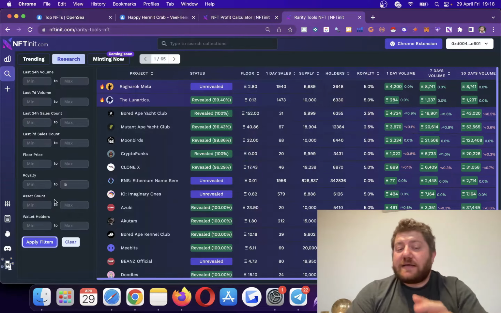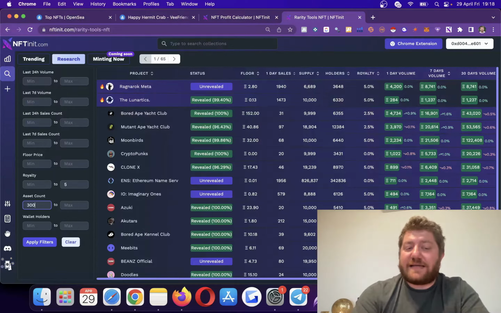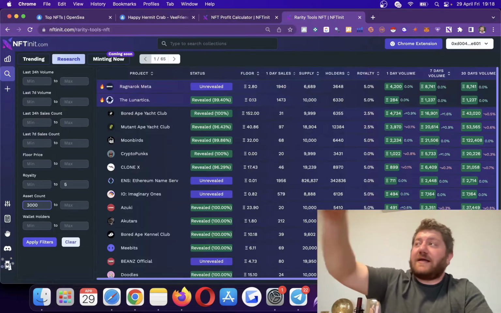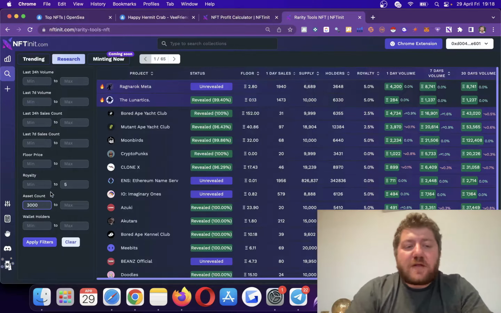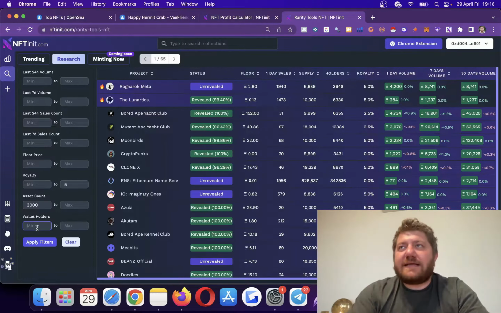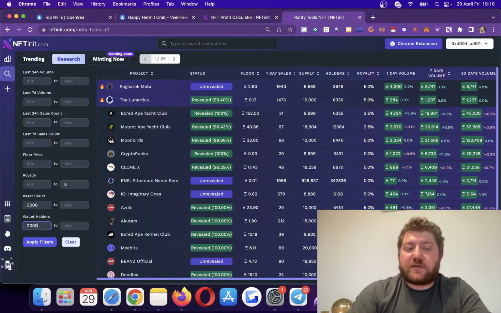Maybe I want the collection to have at least, let's say, 3,000 assets. That means I want the collection to have 3,000 NFTs. And then I want at least 2,000 holders, unique holders in that collection.